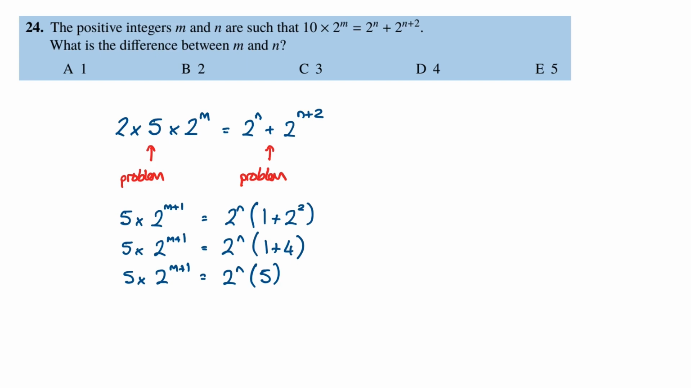Moreover, I've got a thing on the left and a thing on the right. Those two things must be equal. In other words, it must be the case that n plus 1 is equal to n. Or, put differently, it is always the case that n is 1 more than m, so therefore the difference between m and n is going to be the number 1, so the answer here is going to be A. Clever little nicely worded question.